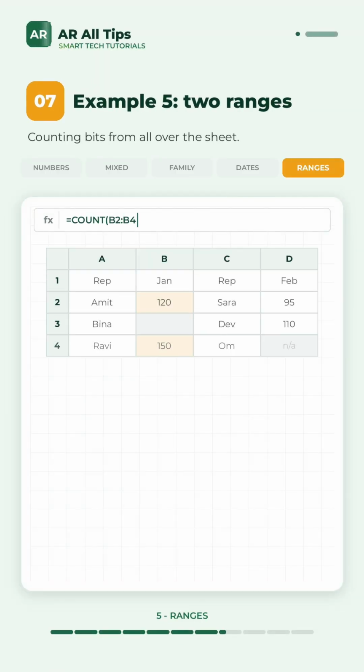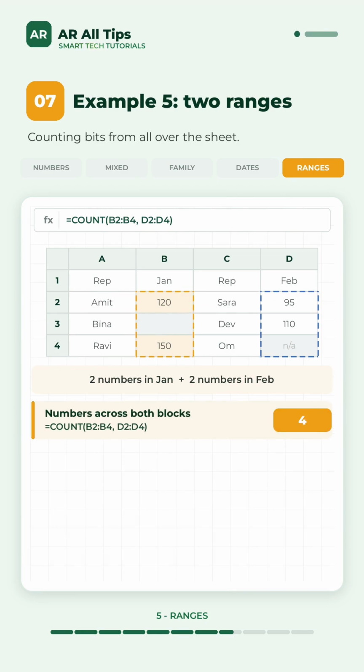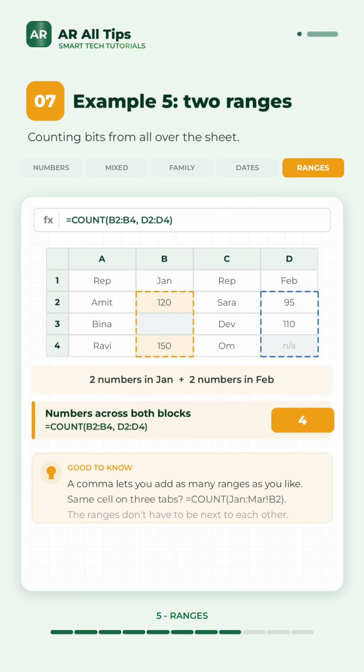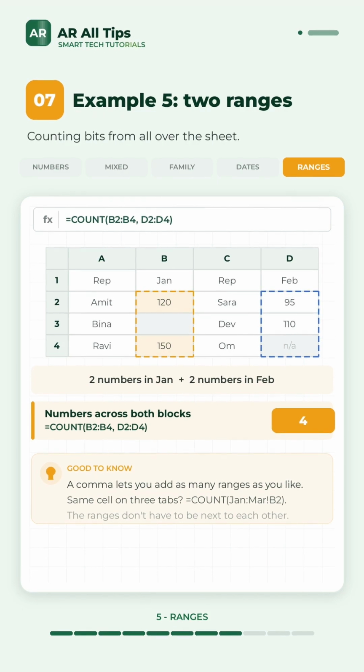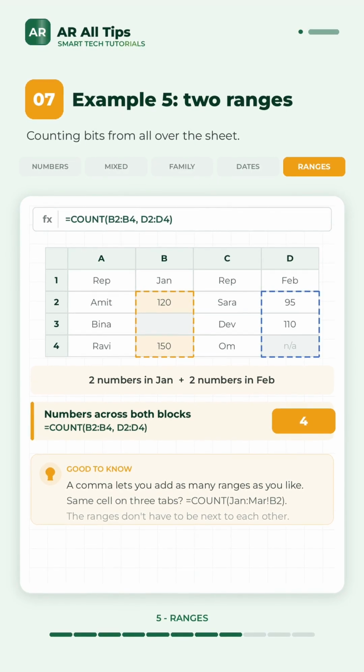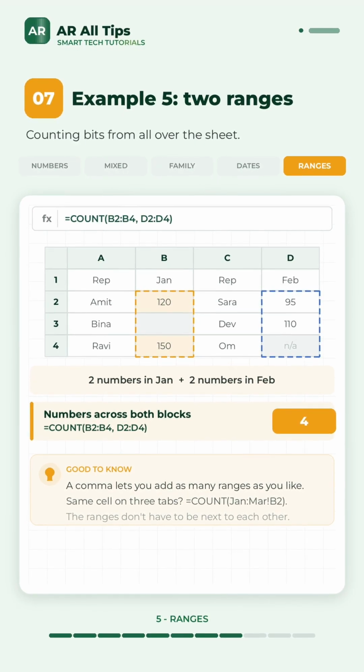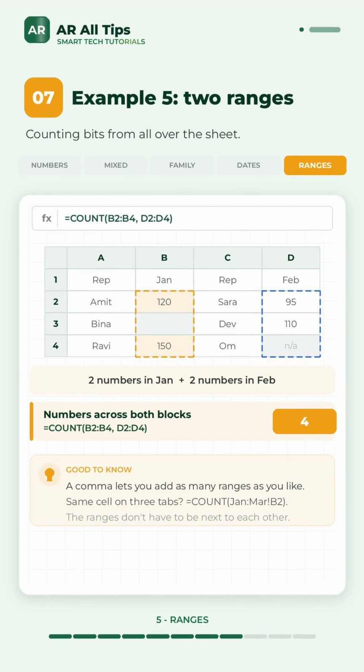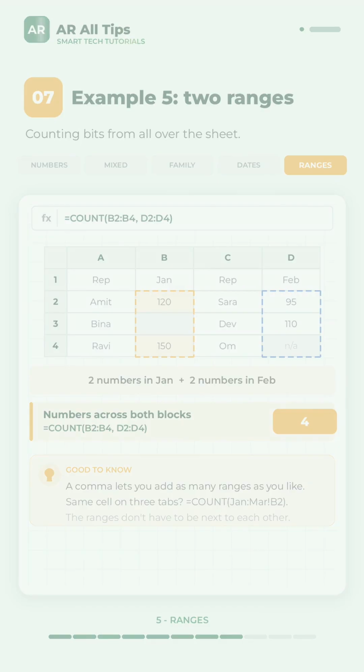And you're not limited to one block. Equals COUNT B2 colon B4, comma D2 colon D4. 2 numbers on the left, 2 on the right, so 4. The comma just means and also this. They don't have to be next to each other. They don't even have to be on the same sheet.